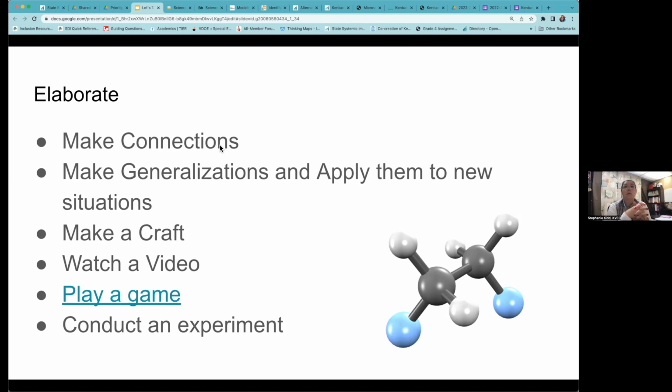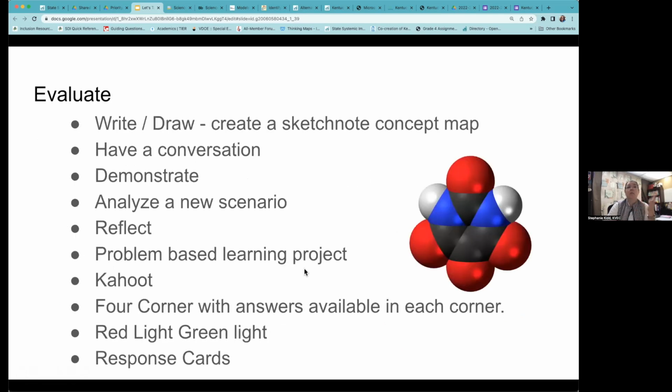When the students say, well, what happens if we add this much water instead of what we did? These are the kinds of things that we could do to get our students, like I said, elaborating on the situation. And last but not least is evaluation. So how can I evaluate my kids? Well, they can write, they can draw, they can create sketch notes or a concept map.